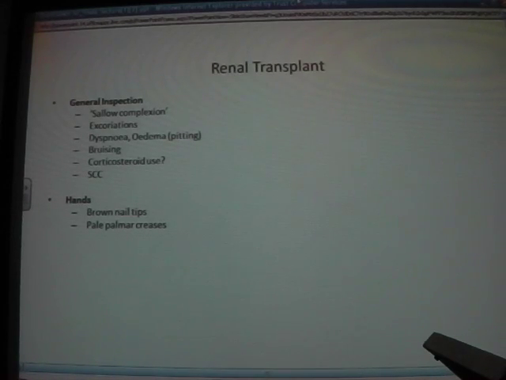Yeah. So when you see the fistula, first of all, note where it is. Is it in the wrist or is it in the antecubital fossa? So in the wrist, yeah.